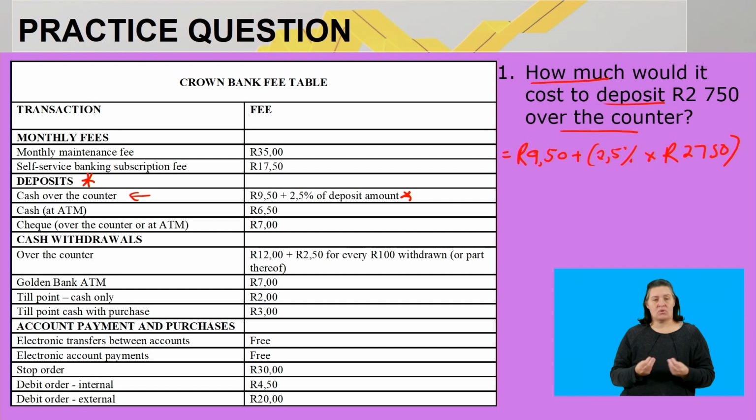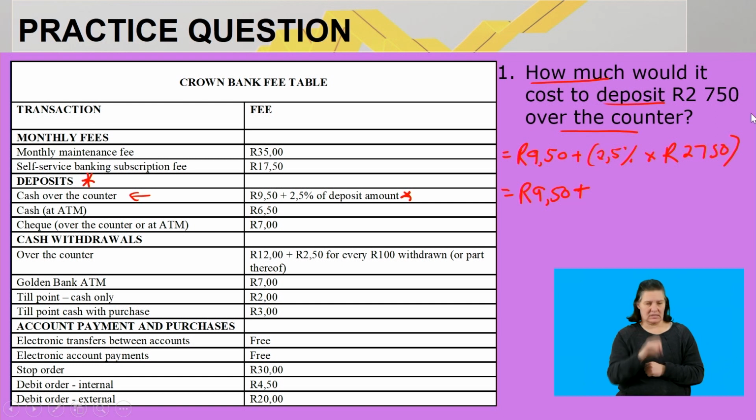Let's keep the 9.50. Bodmas says brackets first, so I'm going to simplify the part in brackets first. 2.5 divided by 100, that's your 2.5%. Of means I multiply by 2,750 Rand. So 2.5% multiplied by 2,750, if I simplify this part, gives us an amount of 68 Rand and 75 cents.